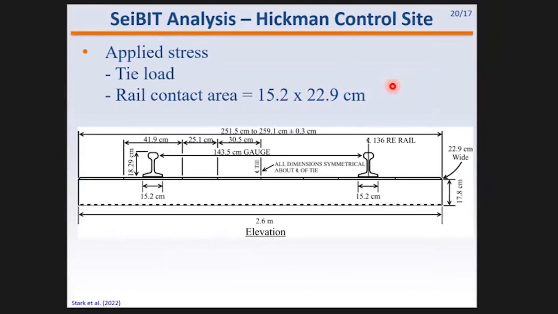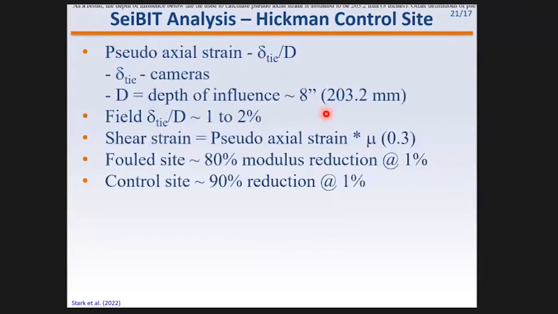The applied stress, we used the tie load that I mentioned and the rail contact area at that particular tie. I welcome any suggestions for improving this analysis at the end, but this is where we're at. So the applied stress is the wheel load divided by the rail contact area, and there's the dimensions that we used. I already mentioned this pseudo-axial strain, using the cameras and our depth of influence of 8 inches. The important thing is these normalized displacement strains were only about 1 to 2%.